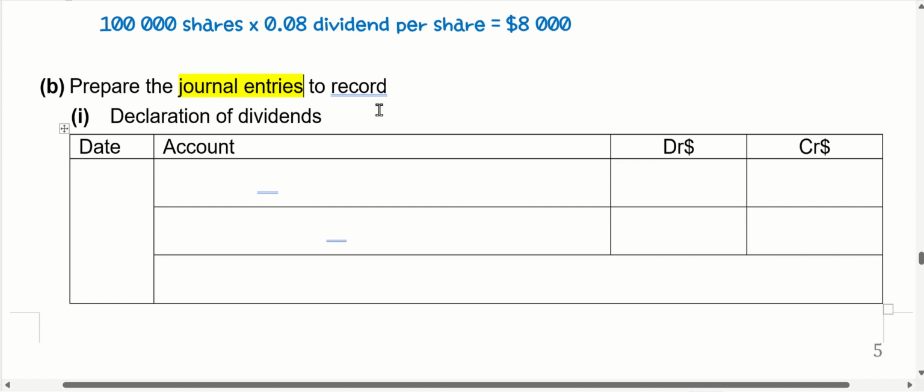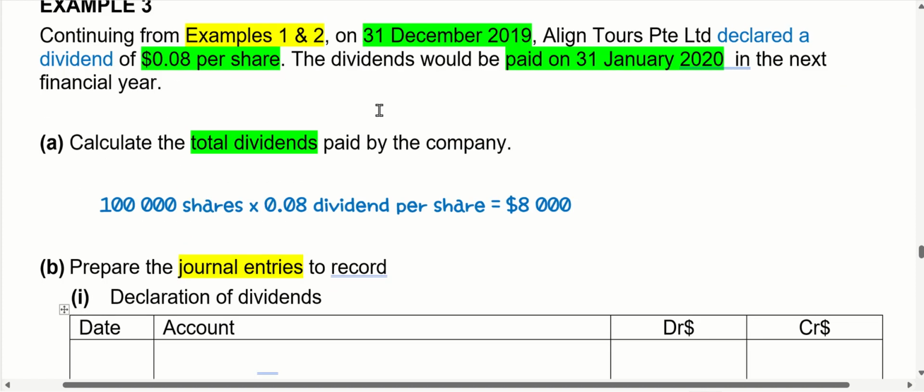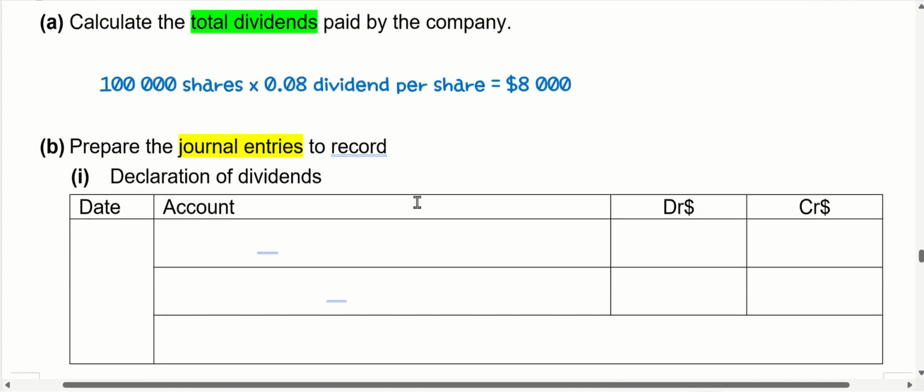Now, when do you record declaration of dividends? You record it on the date that you declare, whenever that date is. And according to the question, on the 31st of December, the business declared a dividend. So the date to record this is the 31st of December 2019.